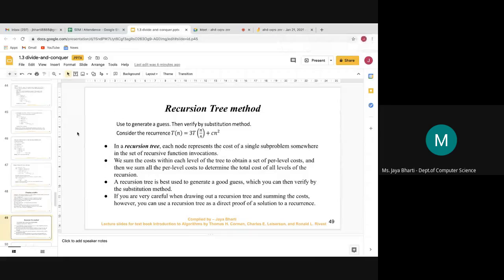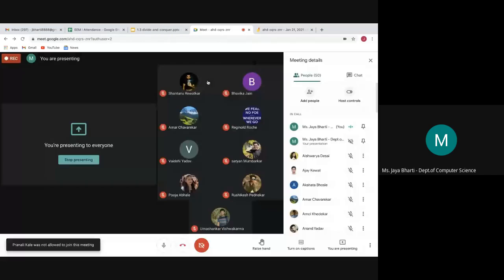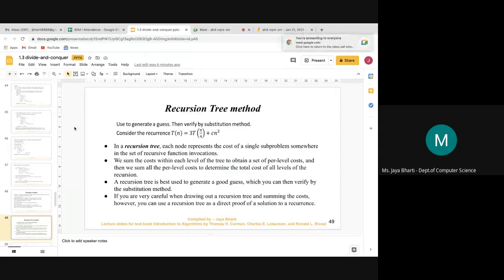So next is the recursion tree method. The recursion tree method is used to generate a guess, which will then be verified by the substitution method. With its help, we are able to guess the solution for the recurrence relation, and whatever guess we make, we have to verify using the substitution method. So consider the recurrence relation T(n) = 3T(n/4) + cn^2.